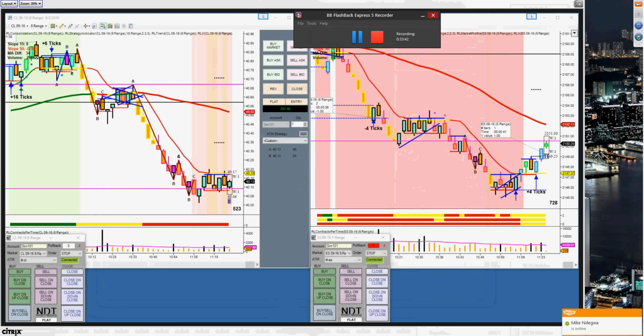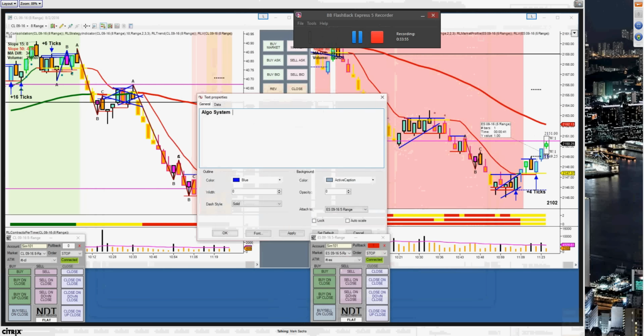All right. On the algo system, the trade on the NQ was plus $235. The trade on CL was minus $320. So the net for the algo system is minus $85.